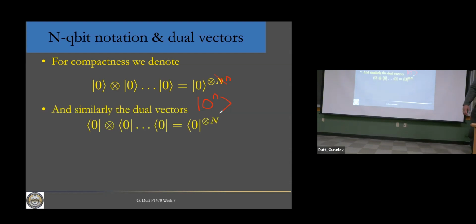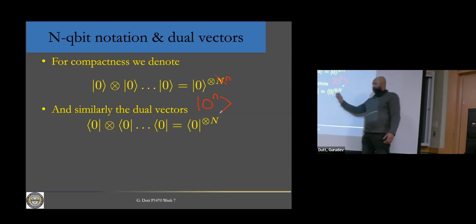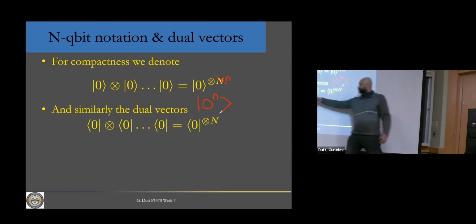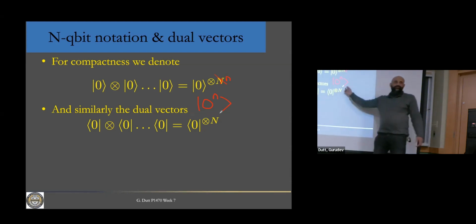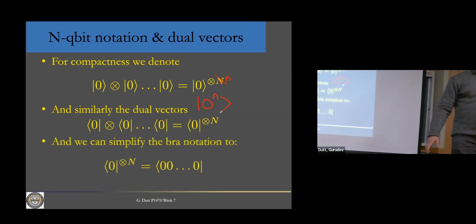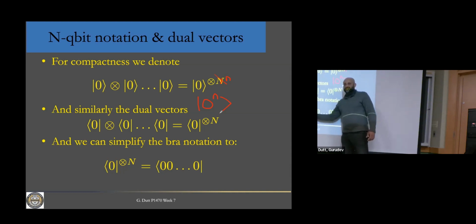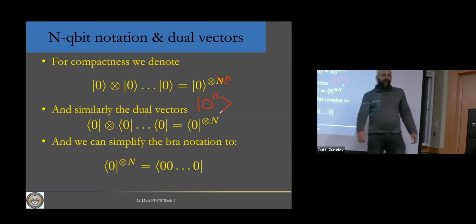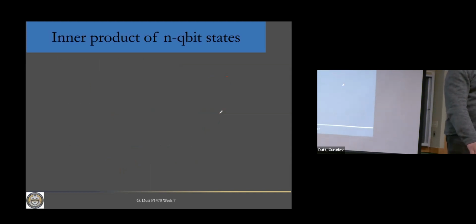Okay, that's another notation. And of course, we can also write the dual vectors, the bra vectors, with the same notation. So it's bra 0, tensor with bra 0, tensor with bra 0 is also 0. Replace that capital N by small n. And so we can simplify the bra notation. It's bra 0 tensor n, which is just bra of 0 up to 0, and so on and so forth. So the bra notation just goes like the ket notation, exact same thing.